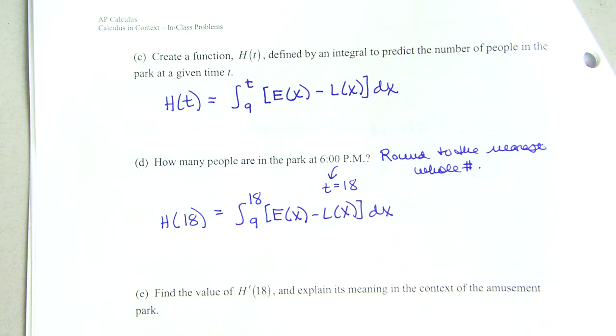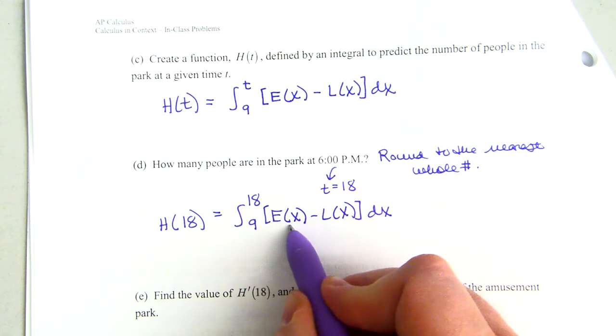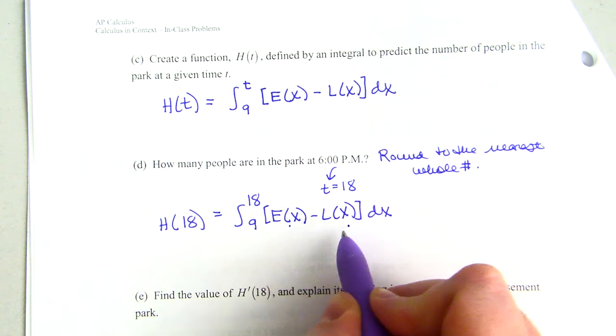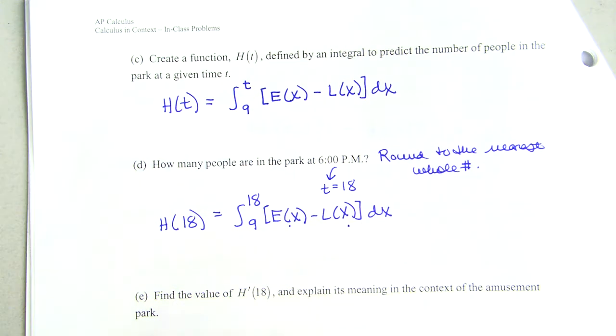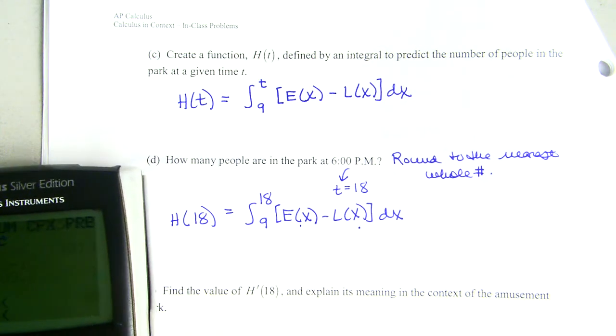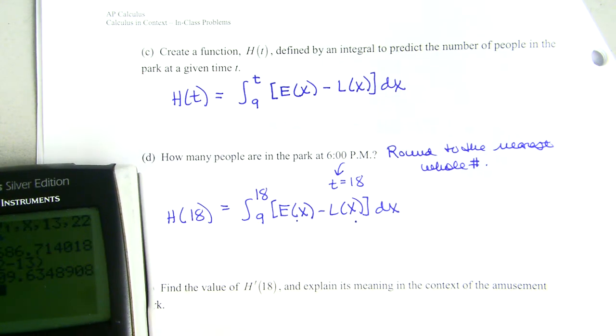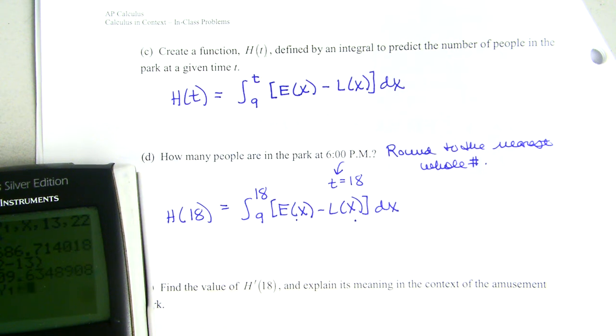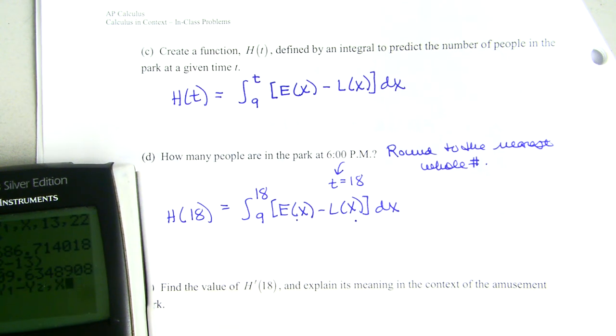Go to the calculator. Integrate that. Hopefully you still have this stored in y1 and that stored in y2. Let's integrate and give an answer rounded to the nearest whole number. How many people are in the park at 6 o'clock p.m.? Okay, fnInt y1 minus y2, from 9 to 18.